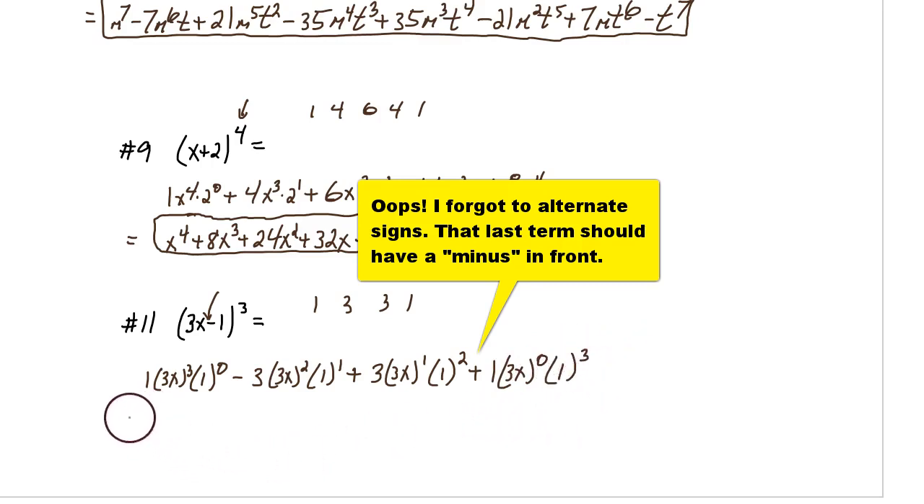Now simplify. This makes 27x cubed minus, and then 3 squared is 9. 3 times 9 is 27, times 1 is 27 again, x squared, plus, now we have 3 times 3, which is 9, x, plus, and then over here, the 3x to the 0 power, that just makes a 1. 1 cubed is a 1, and 1 times 1 is 1.